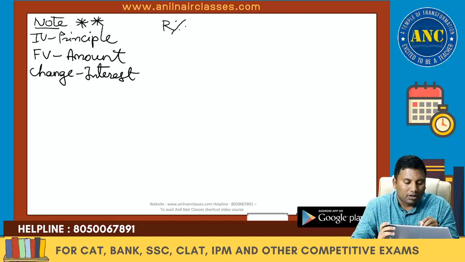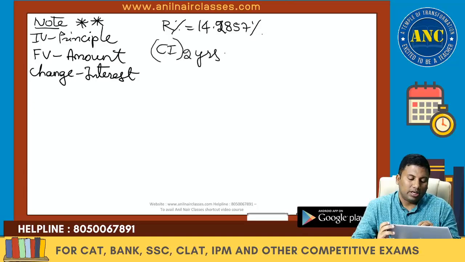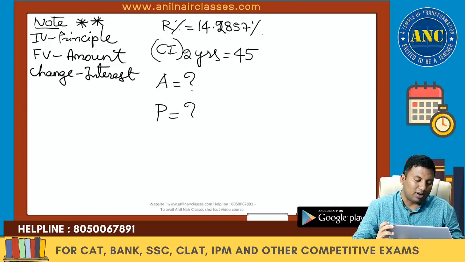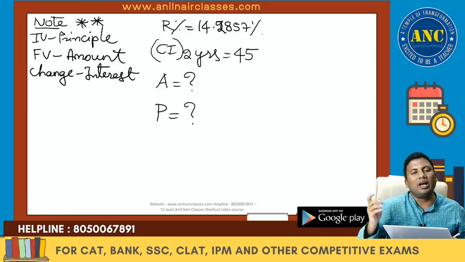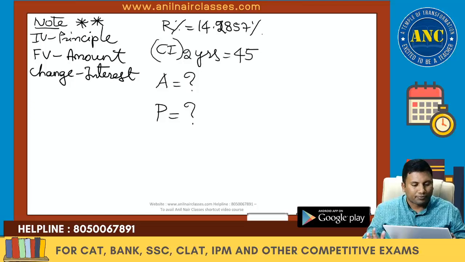For example, our percentage is 14.2857. CI for 2 years is 45. Find the amount and find the principal. You open an R.S. Agarwal textbook, there is no formula for this kind of questions. Only the amount formula is given. CI is amount minus principal. Very long method. Within seconds you can solve if you know this approach.